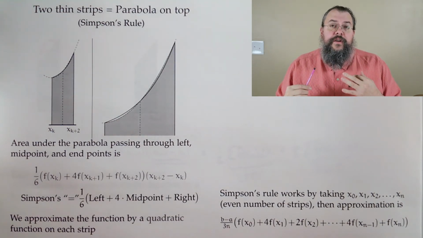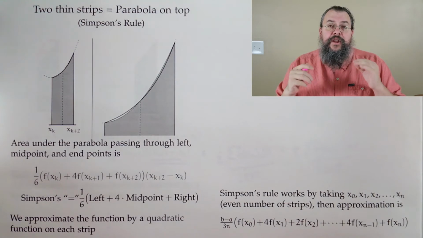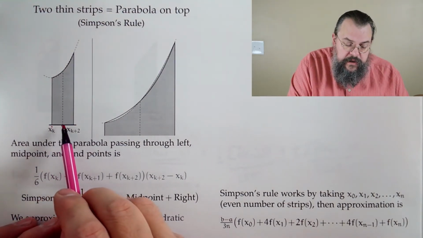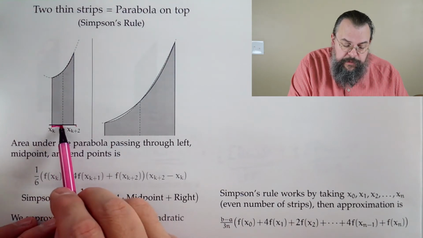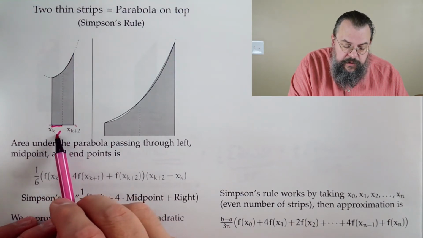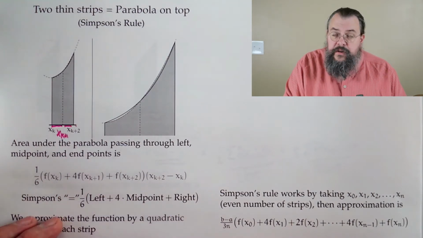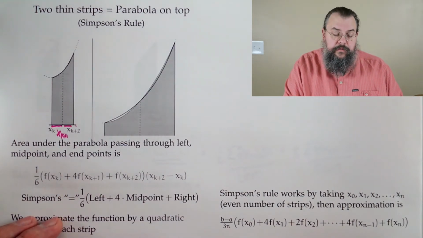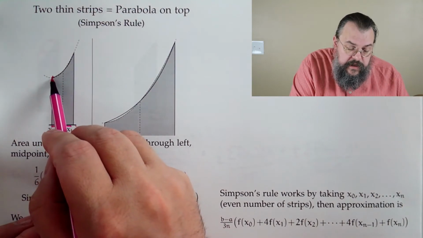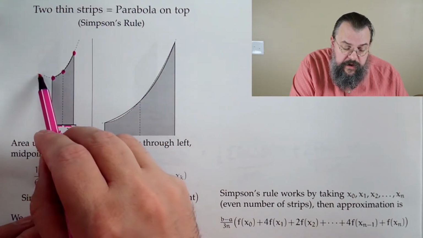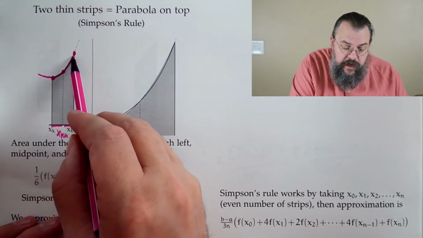So what I want to do is match at 3 points. That's why we want to take 3 points, and so that's 2 strips. There's xk to this middle point, which is xk plus 1, then xk plus 1 to xk plus 2. So we're going to find the parabola that passes through those 3 points. And it's actually marked here with this dotted line.